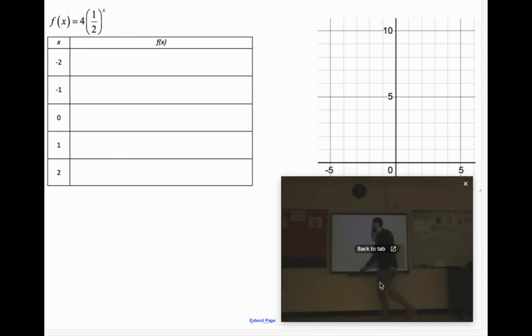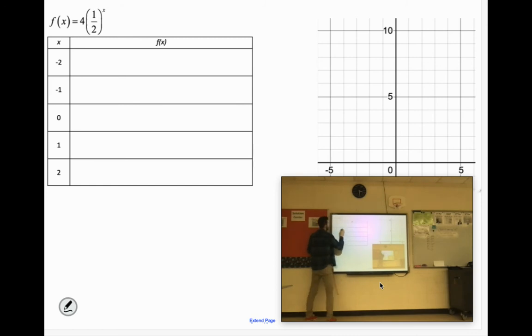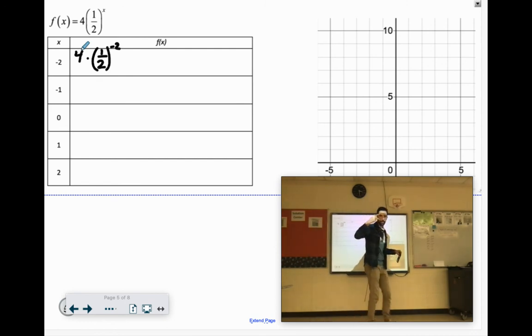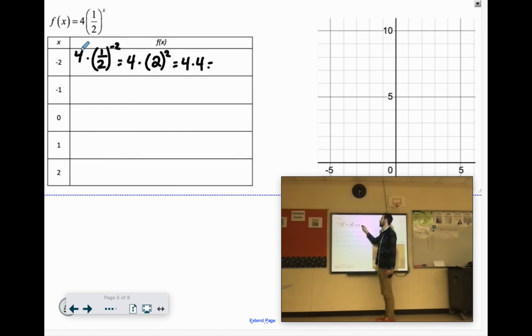All right. So we're doing 4 times 1/2 to the negative second power. Now when you have a fraction to a negative exponent, you can flip it and make it a positive exponent. So you use the reciprocal. So this is the same as 4 times 2 over 1, which is just 2, to the positive second power. That's fun. So 2 squared is 4. 4 times 4 is 16.